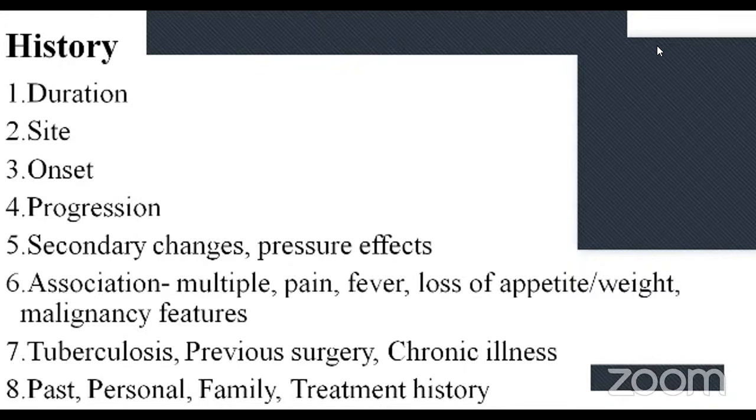And in the past history, again mainly for the recurrence, and personal history. In personal history, addictions: we know alcohol and nicotine are known to cause many malignancies, so that history is important. Family history is very, very important, and many things run in families, for example any swellings which run in families. Common benign swellings you can name.